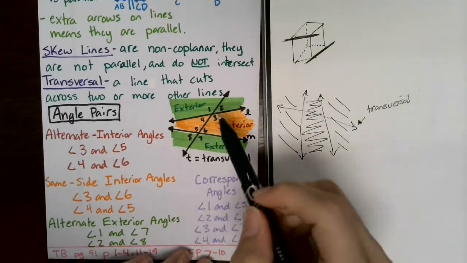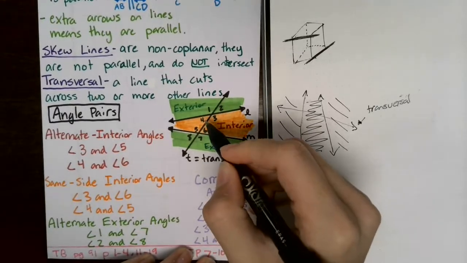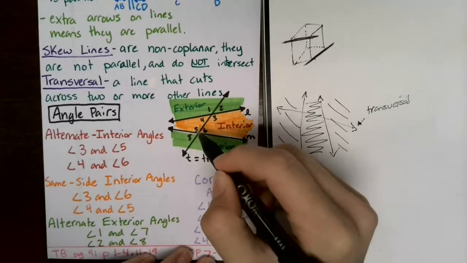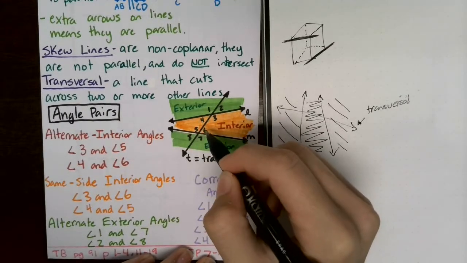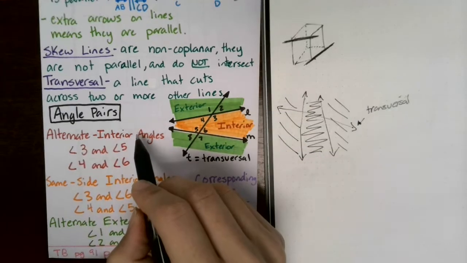So we have 3 and 5 for alternate interior, and 4 and 6. Each one of those are in a different angle grouping. They're on different sides of the transversal, and they're on the interior of the two lines, alternate interior angles.